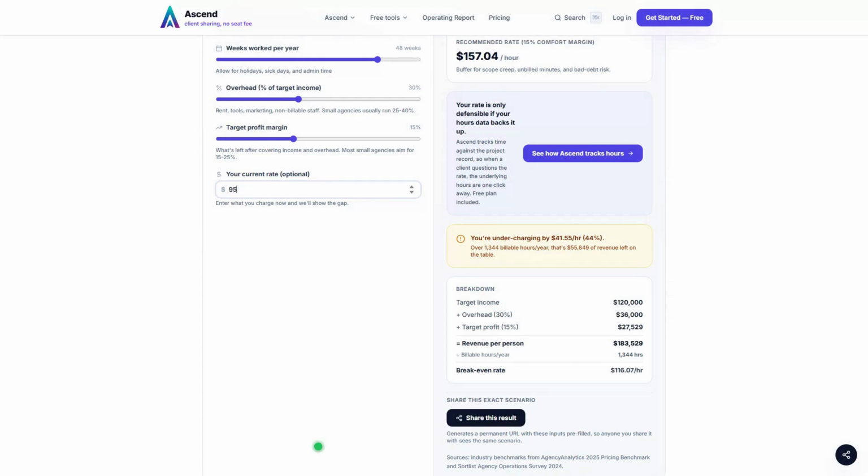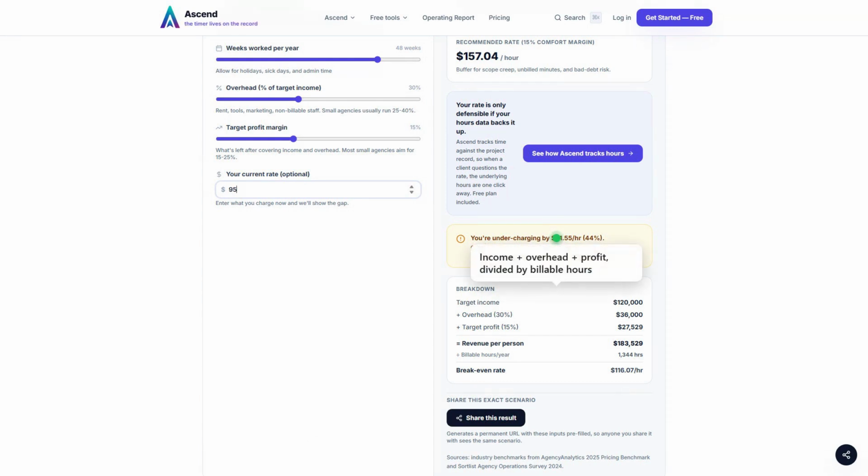With your current rate entered, the gap appears. At $95 an hour against a required rate near $140, that is over $40 an hour short. Across a full year of billable hours, that is more than $50,000 the agency never sees.